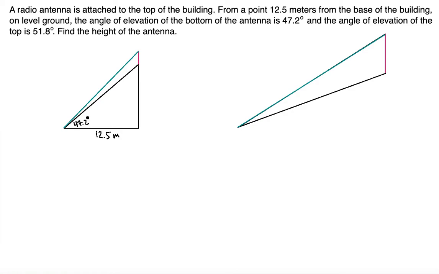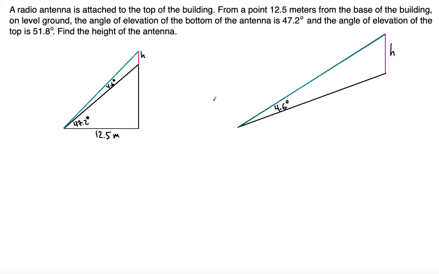So we said that this angle measure was the difference between 47.2 and 51.8, right? Because the total angle from the ground level to the top was 51.8. 51.8 minus 47.2 is going to be 4.6, right? So this must be 4.6 degrees. This small one, right? I can label it here so you can see 4.6 degrees. I could barely fit it there, right? 4.6. And this is the height of the antenna that we need to solve for, right?